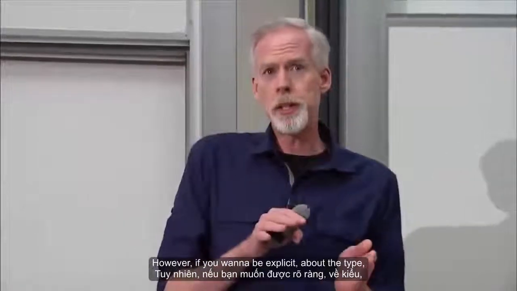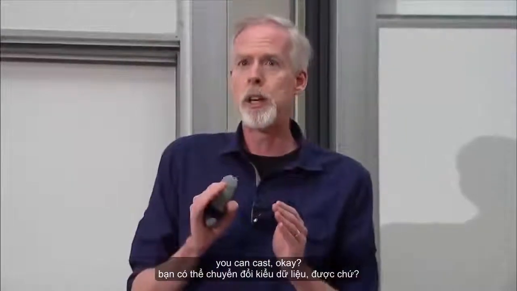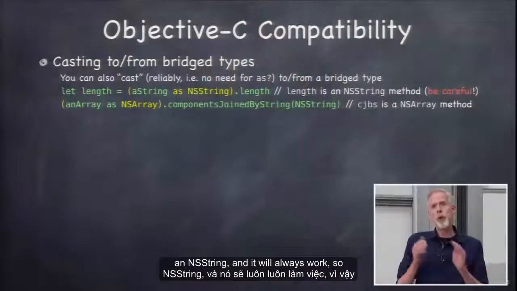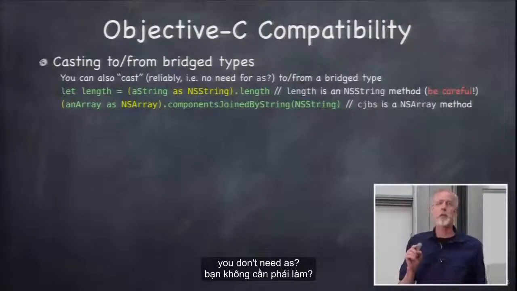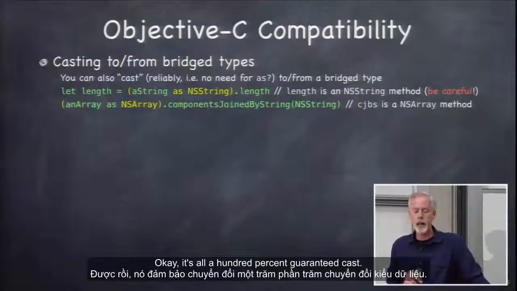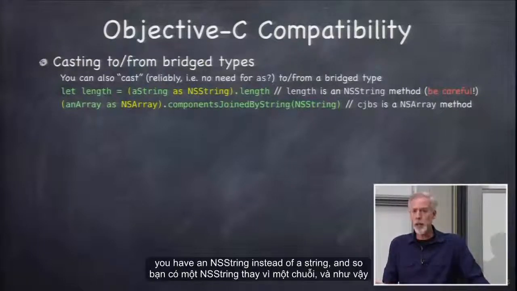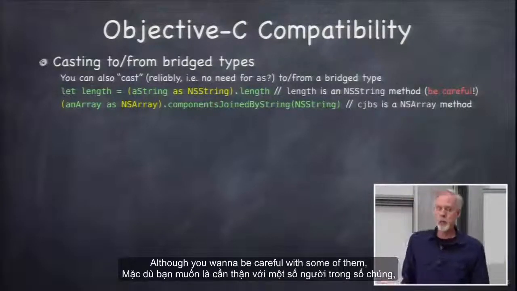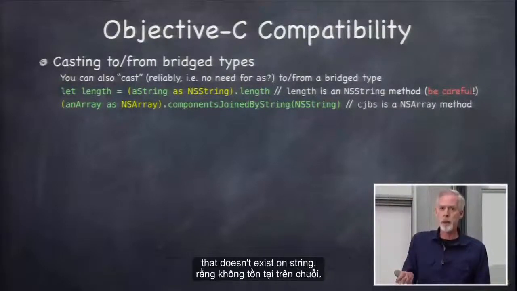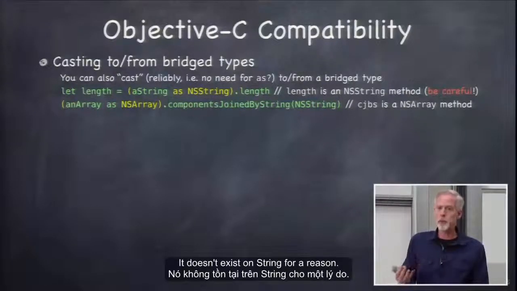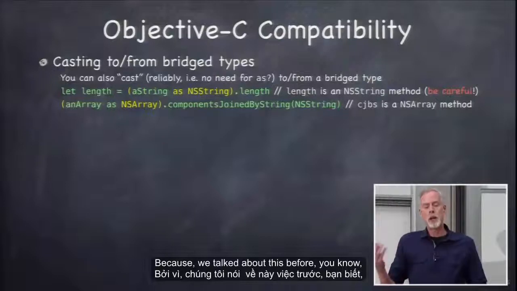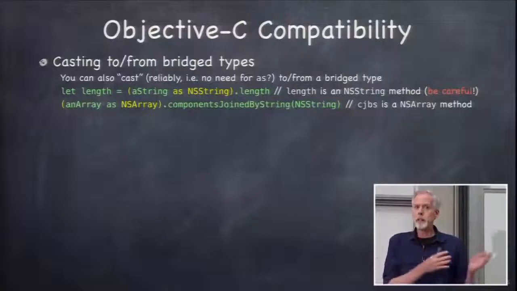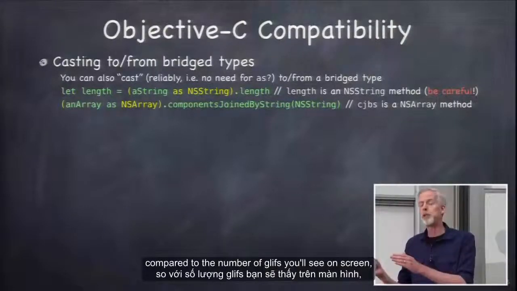However, if you want to be explicit about the type, you can cast. Okay, so it is perfectly legal to cast a Swift String to an NSString, and it will always work, so you don't need as question mark. Okay, it's all 100% guaranteed cast. And then once you do that, you have an NSString instead of a String, and so you can send it messages that are in NSString. Although you want to be careful with some of them, like length is an NSString method. That doesn't exist on String. It doesn't exist on String for a reason, because we talked about this before. The length of a Unicode string can vary compared to the number of glyphs you'll see on screen.